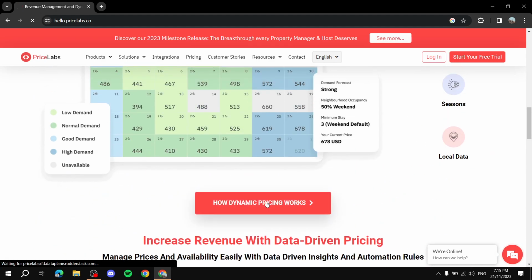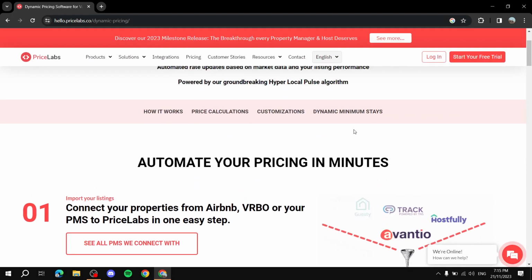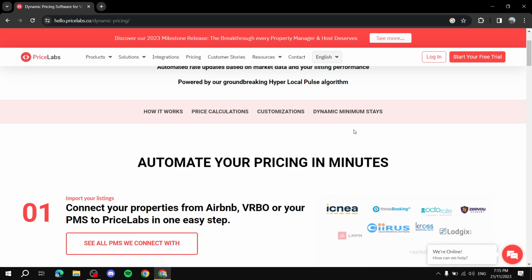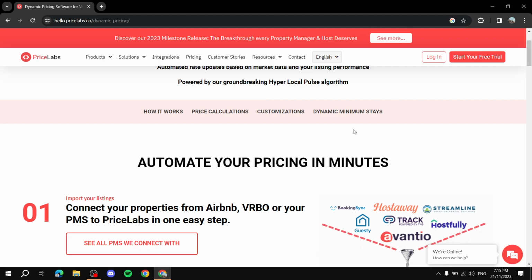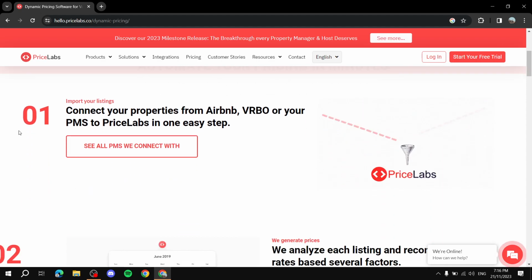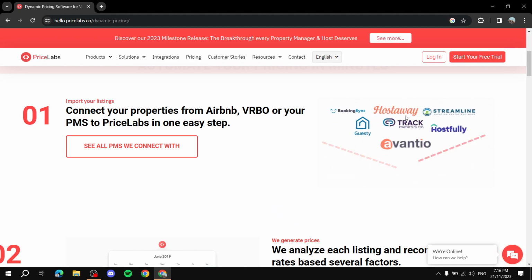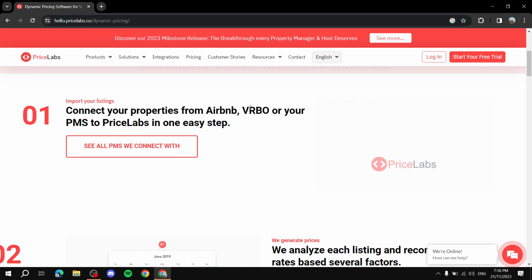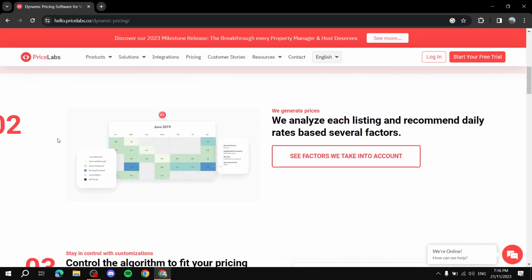If we click on how dynamic pricing works, it will even tell you some of the steps. It's very, very simple. By the way, it's not a very complicated platform to use. It's really very simple, like you see from these steps here. Step one, you just connect your property, whether it's Airbnb or whatever else it may be. You just connect it, and I will talk about the integrations in a sec.